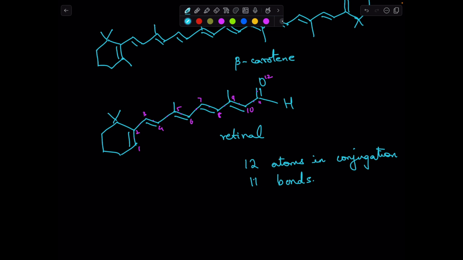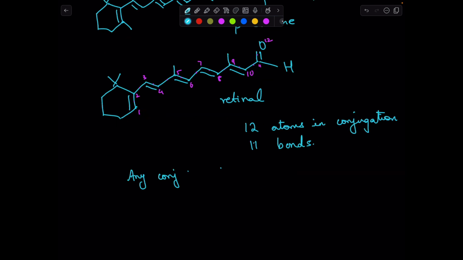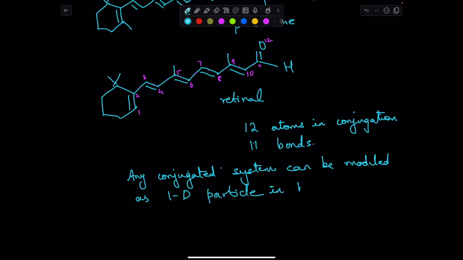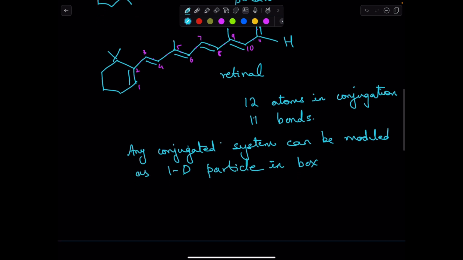To solve this problem, we need not know the structure of retinal, because all we need to know is the number of atoms in conjugation and the number of bonds in between them, which is given to us. Any conjugated system can be modeled as a one-dimensional particle in a box. This is because the conjugated system is linear, so we can assume that it's one-dimensional.